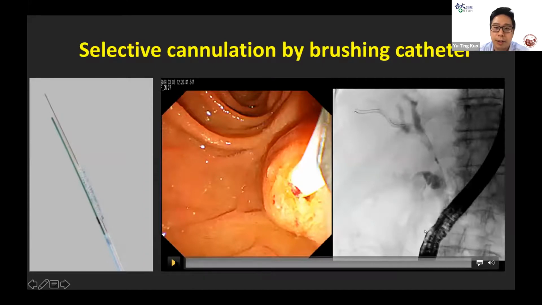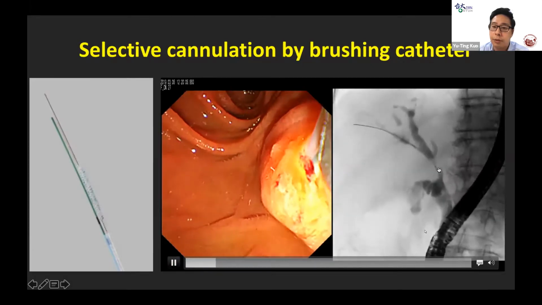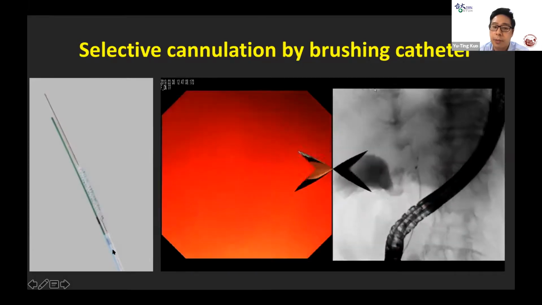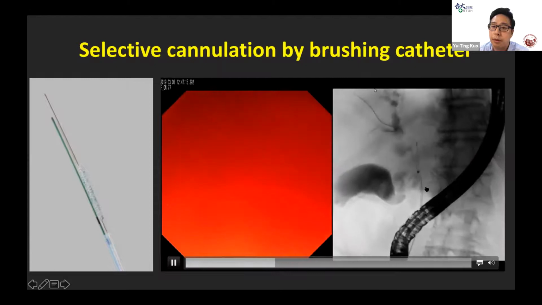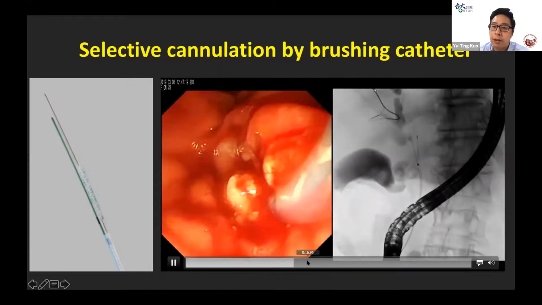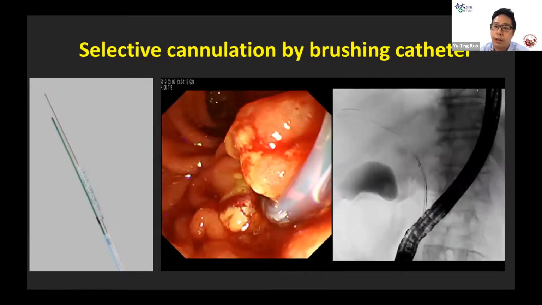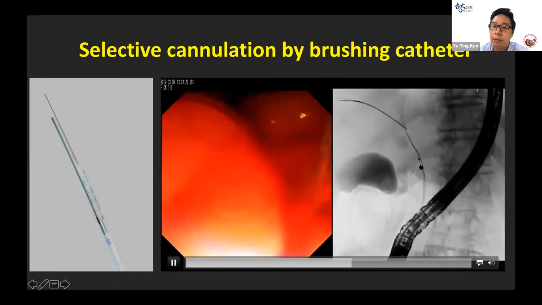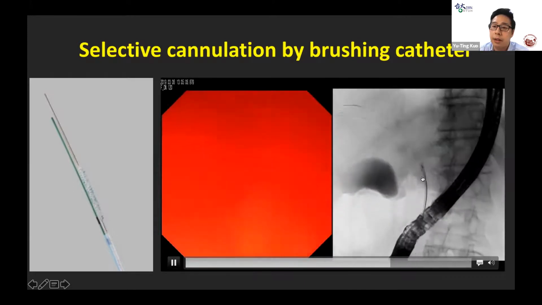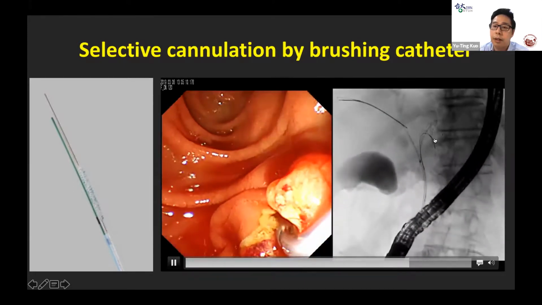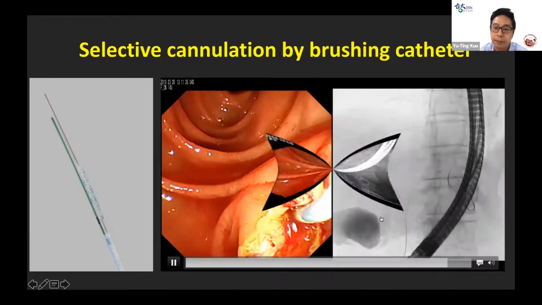We use the brushing catheter, because for indeterminate biliary stricture we use this kind of brushing catheter to brush, and you can see the brushing catheter sometimes will go another way. And after you brush the biliary stricture, you can withdraw and push the guide wire into the brushing side, and use this two guide wire method. Sometimes it's much easier to let you find another way in this kind of case.